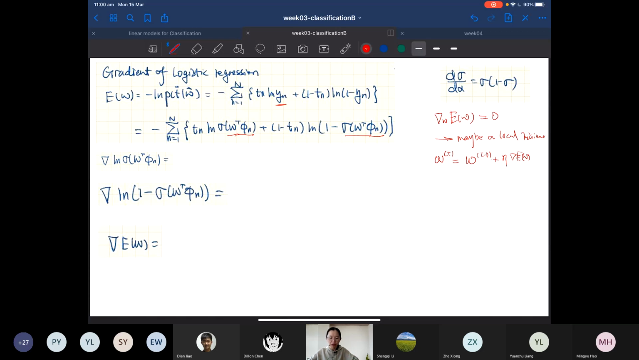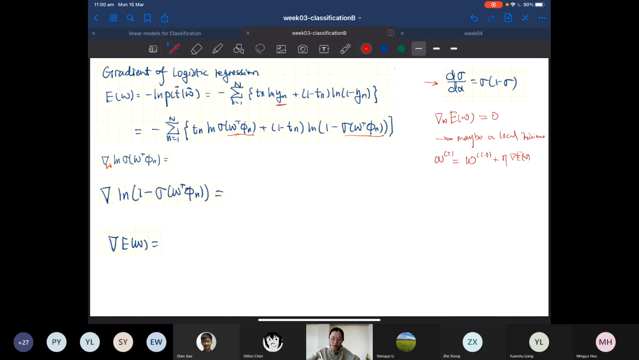So if we do it for the first term, we make use of the fact that the gradient of the sigmoid with respect to its whole input inside is the sigma function times 1 minus itself. So we do this. Now we have the gradient with respect to W of the log of sigmoid.